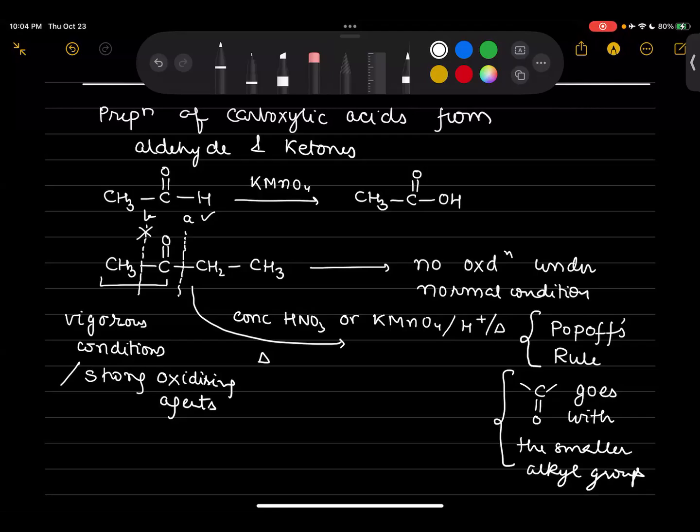And the left part is acetic acid because the CO has gone with the methyl, because that was the smaller alkyl group. And the right alkyl group also will get oxidized to carboxylic acid. Is it clear or not? Yes, sir. So Popov's rule.